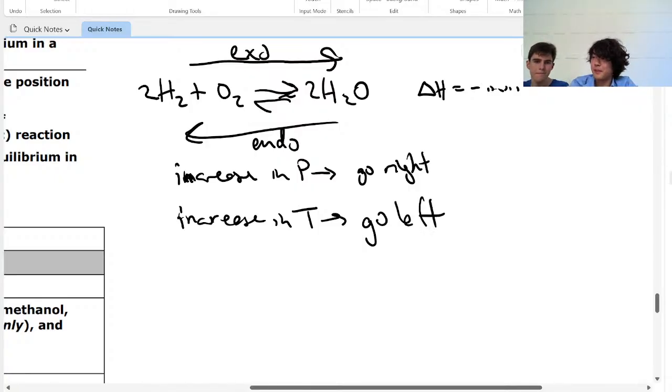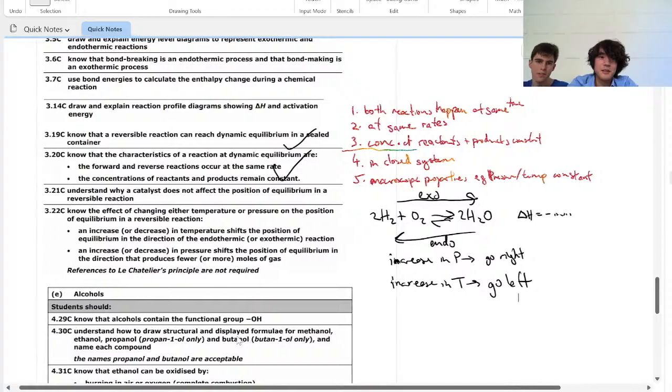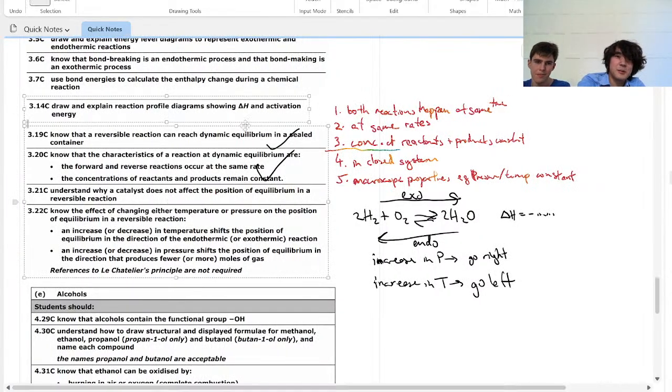All right. Pressure and that's it. Yeah, that's it. Okay. That's dynamic equilibrium.